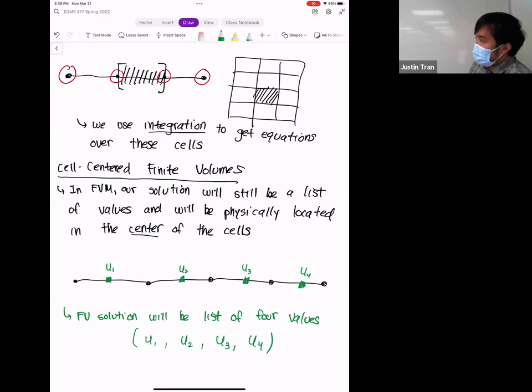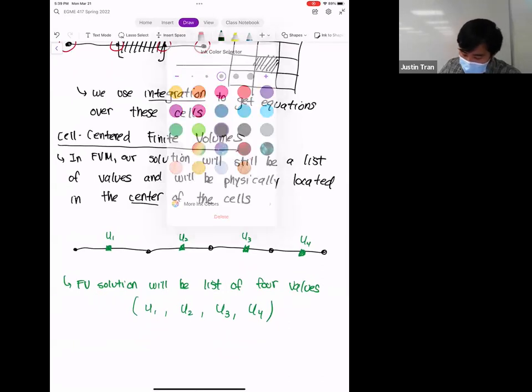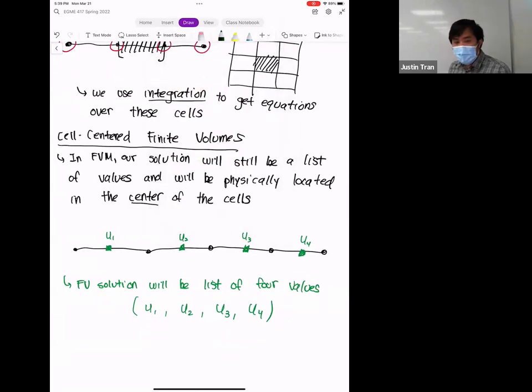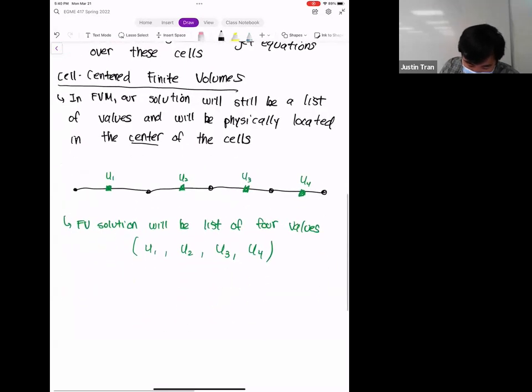Again, we're not solving for the solutions at the grid points anymore. We're solving them at the centers of our cells. It's a slight shift, and you might think it doesn't make that big a difference, but it'll make a big difference in how we form our equations. Let's make one key observation here.